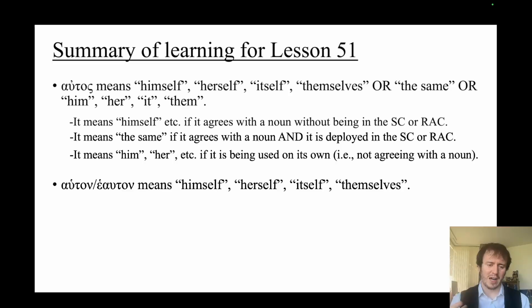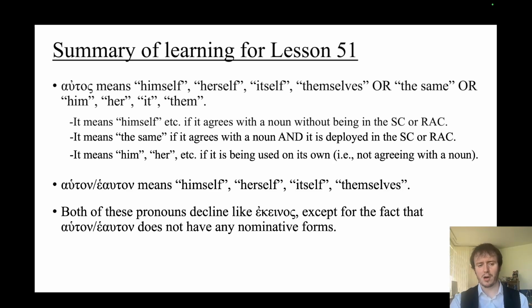We also learned about the word ἑαυτον. ἑαυτον means himself, herself, itself, or themselves. And we learned that this word is reflexive. It always refers back to the subject, and it is never in the nominative. Okay? It does not have nominative forms. It's always accusative, genitive, or dative. Both of these pronouns, αὐτος and ἑαυτον, decline like ἐκείνος, except for the fact that ἑαυτον does not have any nominative forms.